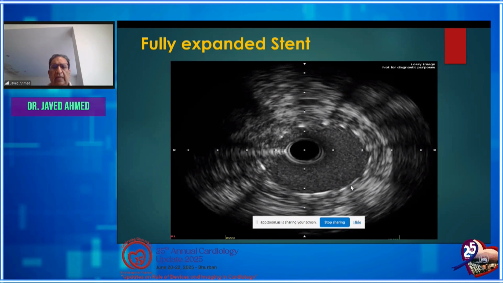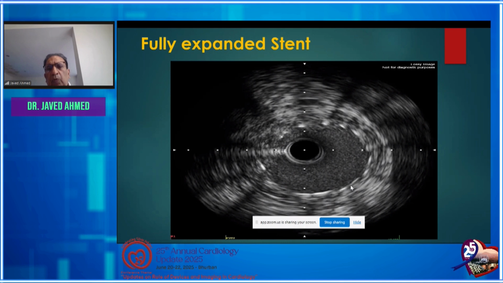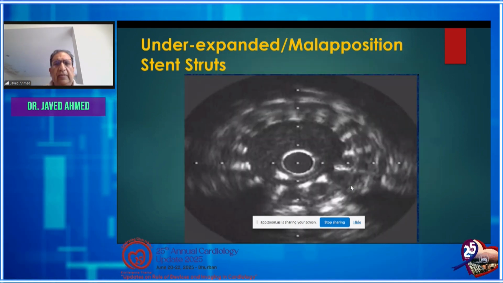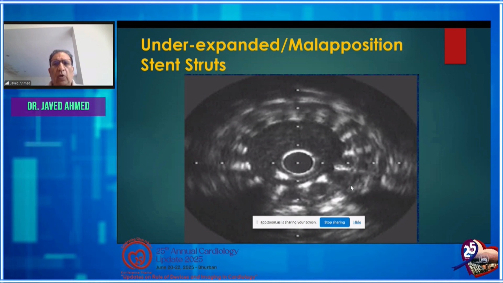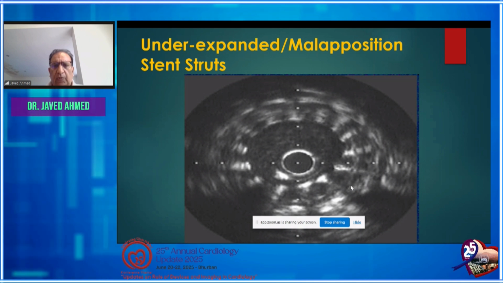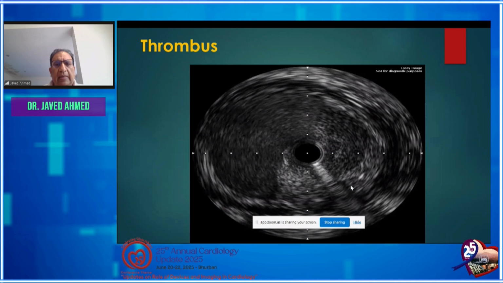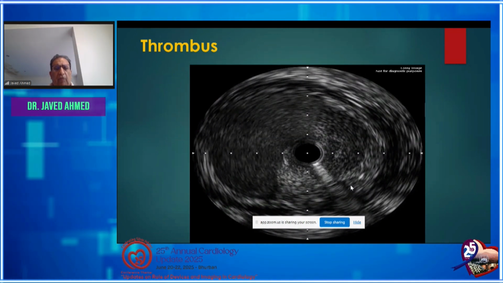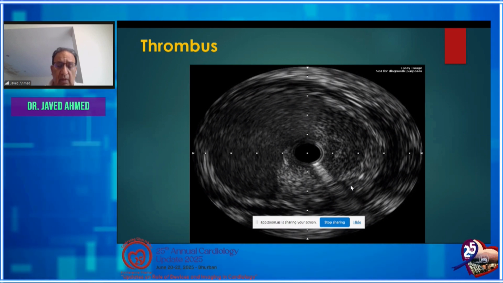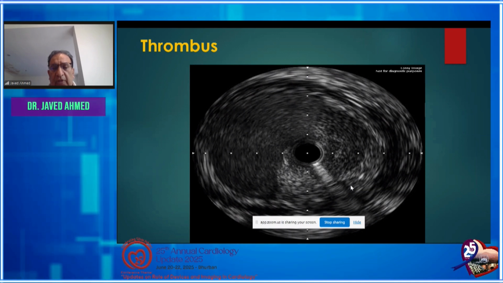And this is an example of a fully expanded stent where the stent struts are fully apposed to the wall of the vessel. This is just an example of underexpanded or malapposed stent struts. You could see at 6 o'clock position, the struts are not fully apposed to the vessel wall. And this is an example of thrombus, how it is visible on the IVUS, although thrombus is much more easily recognizable on OCT or OFDI.